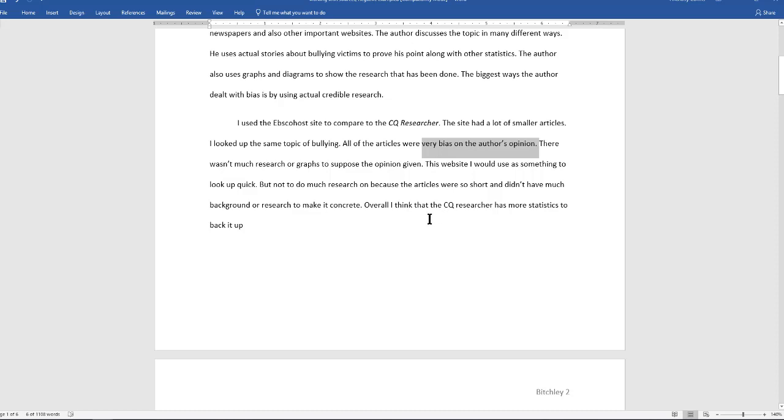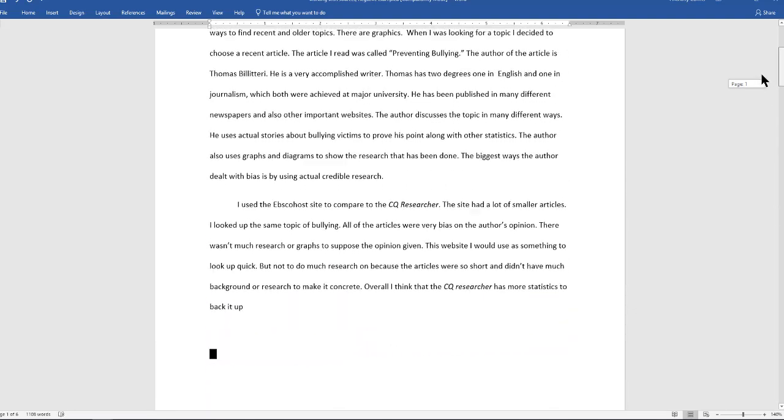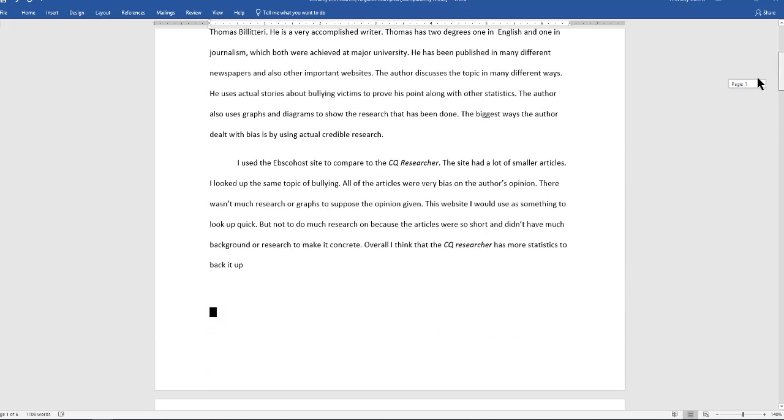The website I would use is something to look up quick, but not to do much research on, because the articles were so short and didn't have much background or research to make it concrete. Overall, I thought that CQ, which again needs that italicization because it's a larger source, has more statistics to back it up. The student has sort of told me about that second source a little bit, but it's not enough. And she does give me a concluding paragraph about what makes for good sources on bullying.